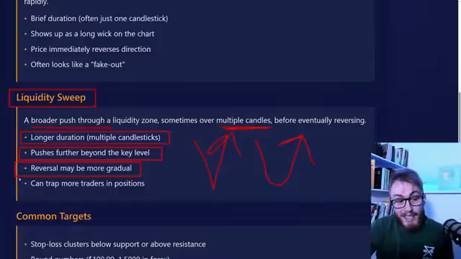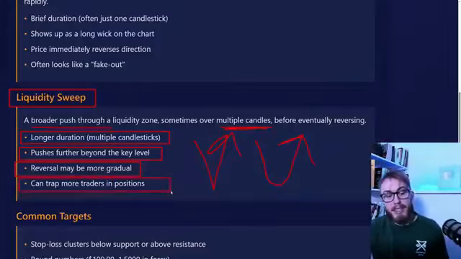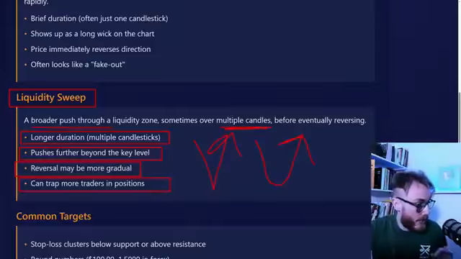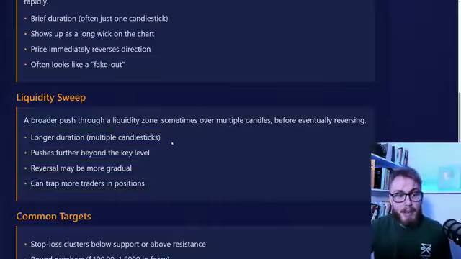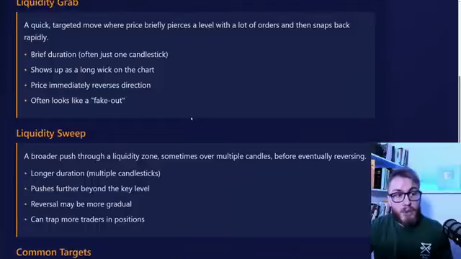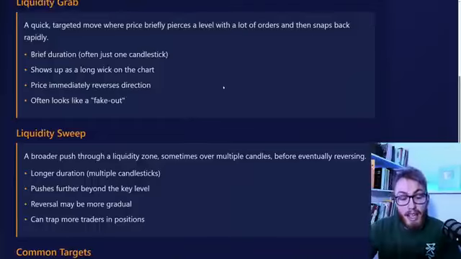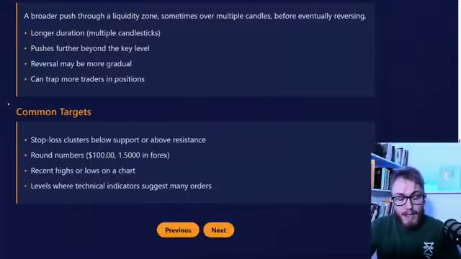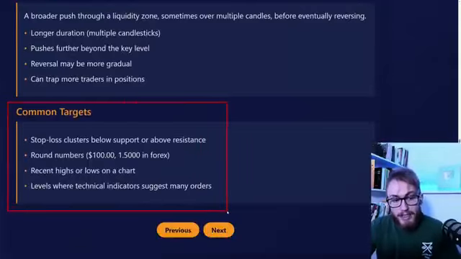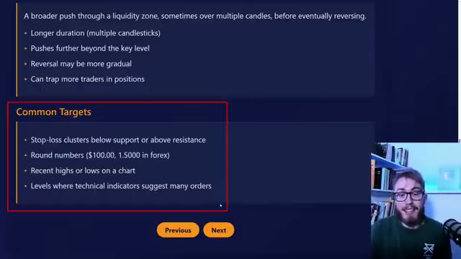And one dangerous thing about the liquidity sweep is that it can trap many traders. But here, and this is very important, we as small traders can actually use liquidity grabs and liquidity sweeps to try to trade in the same direction as smart money. And as for the common targets, I do think this is much easier to just show on the chart instead of using text. So now, guys, let's jump into TradingView.